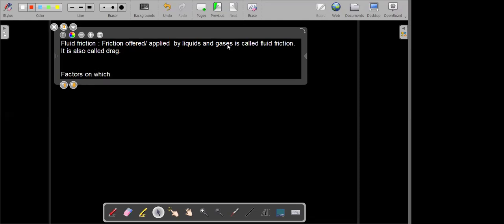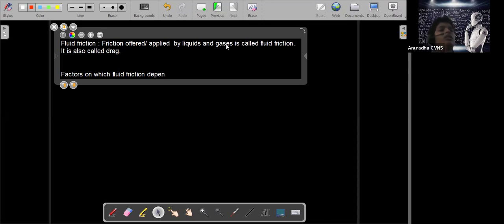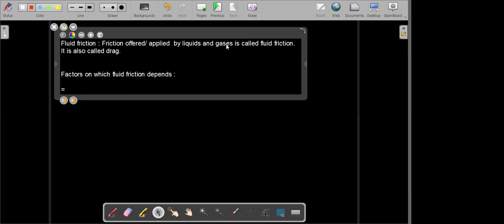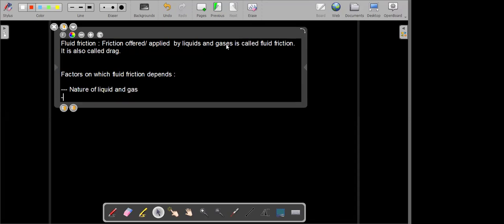Sir, the mass of the object. The nature of the liquid. Sir, it changes the speed of an object. Sir, the density of the fluid. Air molecules. Yes, the nature of the surface. Yes, it depends on the nature of the liquid, for both liquid and gas. Fluid friction also depends on the speed of an object.